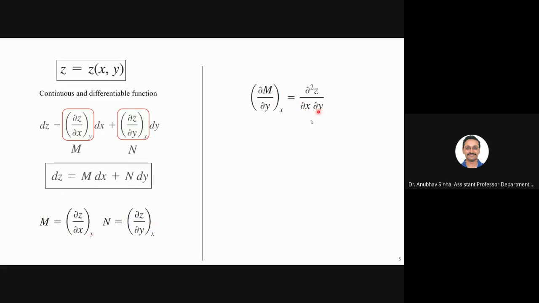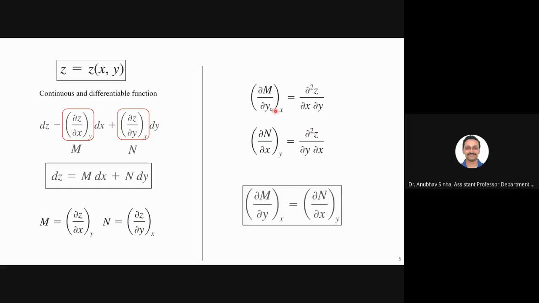Now y is no more constant. Let us say I hold the x constant and write like this. Similarly, del N by del x will be del square z by del y del x. So can you see any similarity here in this RHS? Both are the same. Both will be equal. So I can write del M by del y is equal to del N by del x. This is one simple property when we define z to be a continuous and differentiable function of x and y. This is what we are going to use for deriving Maxwell's equations.